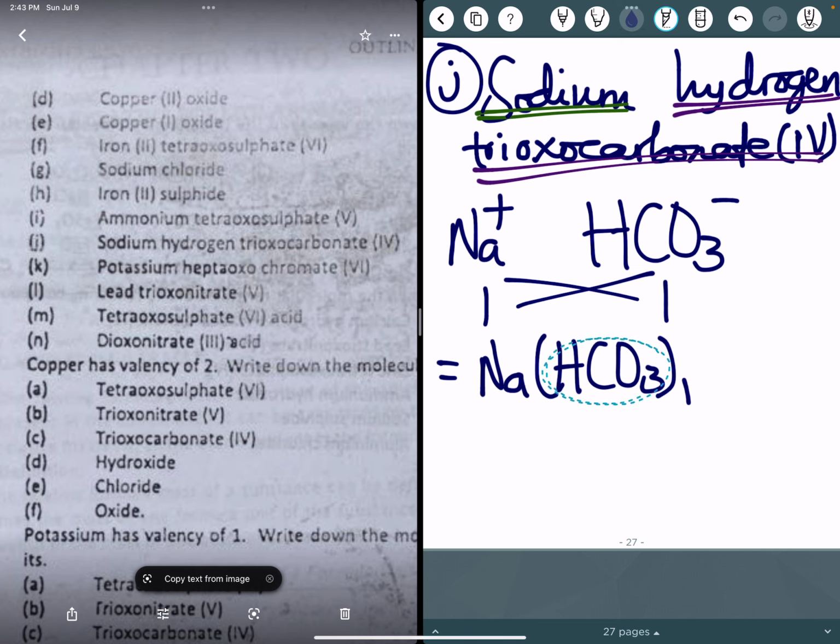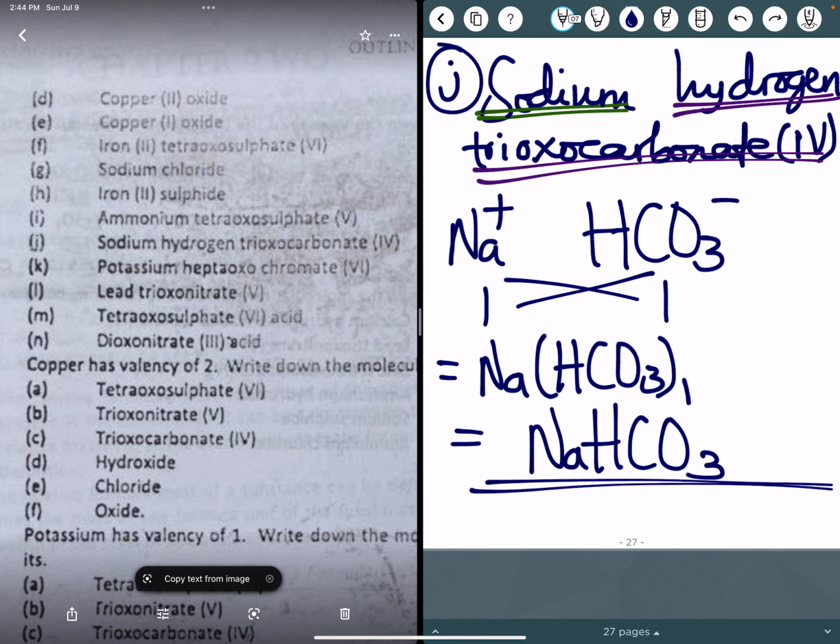But HCO3 is an anion which comprises 3 different elements. Hydrogen atom is there, carbon atom is there, oxygen atom is there too. So I need to put everything in brackets when I'm multiplying it by 1 here. But because I don't need to write my 1, I can throw the 1 away. Once I throw this 1 away, the bracket will leave with it too. So the formula of sodium hydrogen trioxocarbonate 4 is NaHCO3. That's that for J.